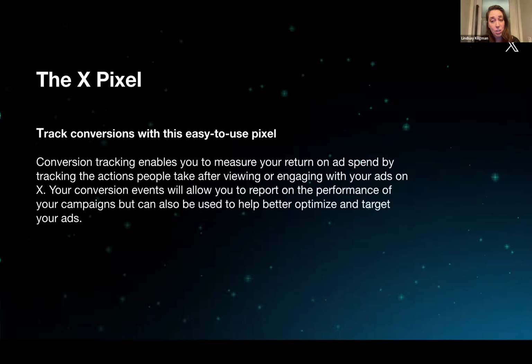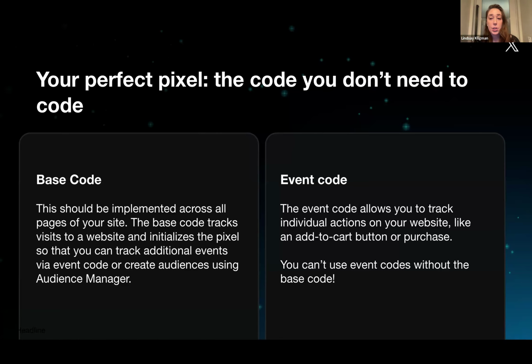So the Pixel is comprised of two key components. The first component I want to review is the base code. So this is embedded across your website to track site visits and lays the groundwork for event-based tracking, which I'll chat about next. So the base code should be placed across every page of your website. It is a standard requirement across advertising platforms and not just X.